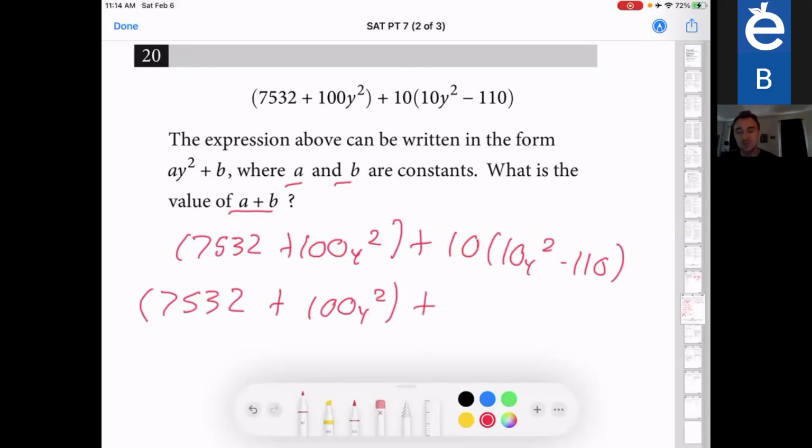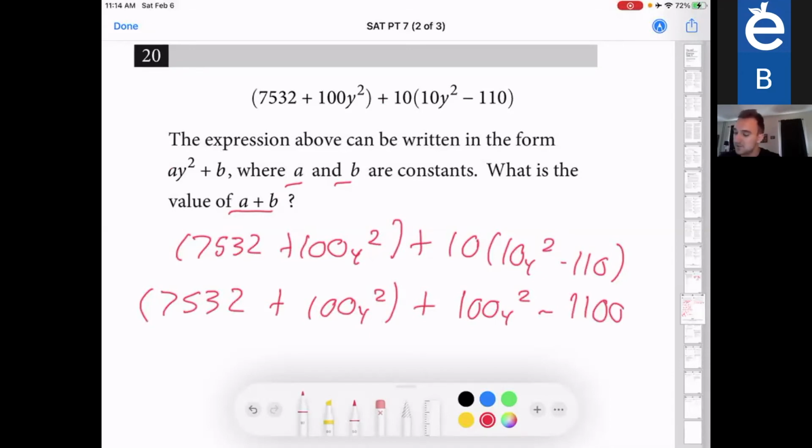But I'm going to want to distribute this 10 to this second set of parentheses. So 10 times 10y squared will give me 100y squared. 10 times 110 will give me, watch my signs here, minus 1,100. All right, just adding 0 on there.